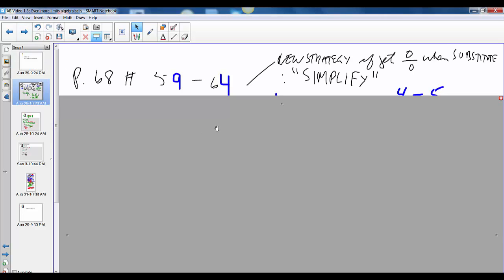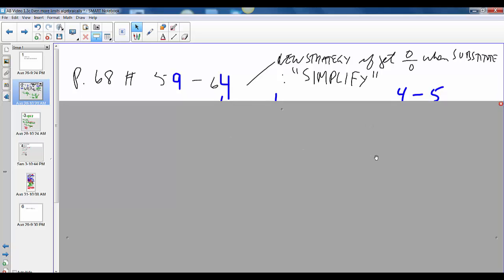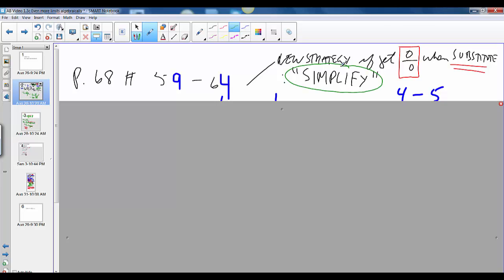So we're at page 68, numbers 59 through 64. It's again just find the limit. And this is going to be a new strategy that we're going to use. So far, when we've gotten 0 over 0 by substitution, our two options have been factor and cancel, or rationalize, either numerator or denominator. But this is going to be a new strategy, and that is to simplify the expression. So here's an example.